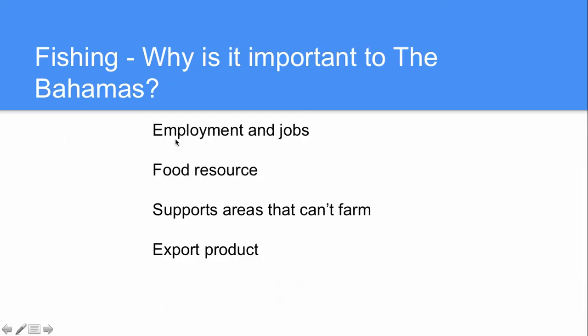So we've got here, why is it important? Write down that subtitle: employment and jobs, food resource for eating, supports areas that can't farm, and it's also an export product, which will help with this. We will talk about this a bit more another time, and I've mentioned it before, about that trade deficit, the difference between your imports and your exports. You don't want to be importing too much compared to how much you're exporting.